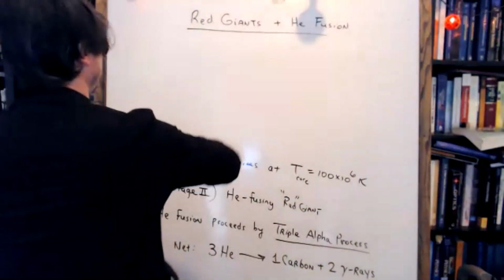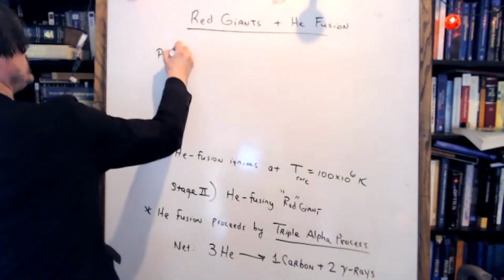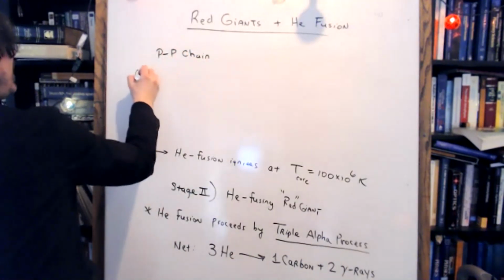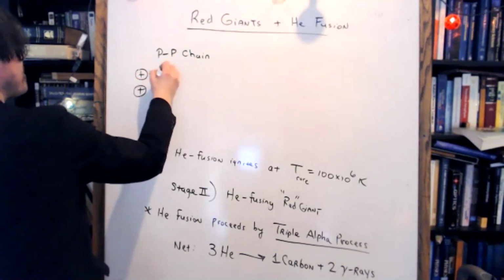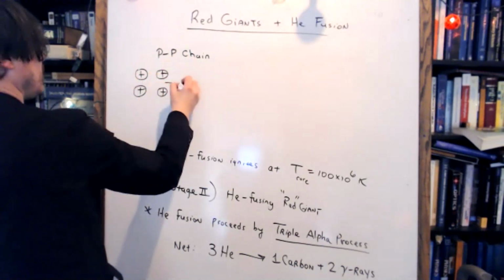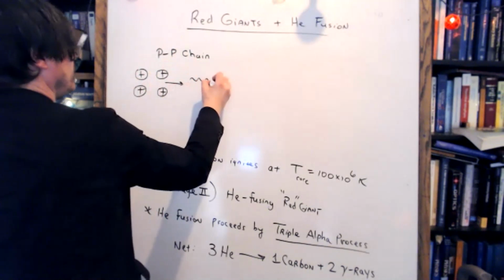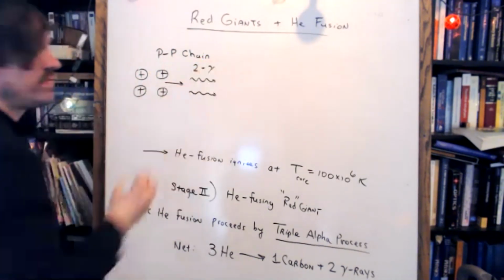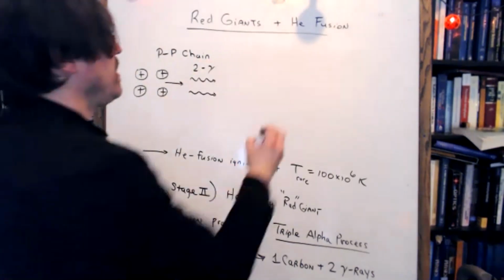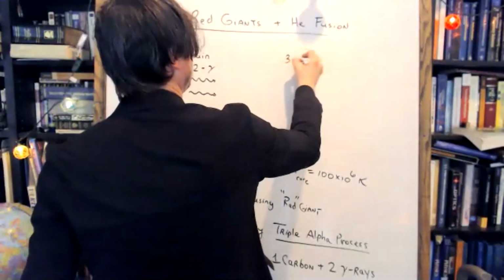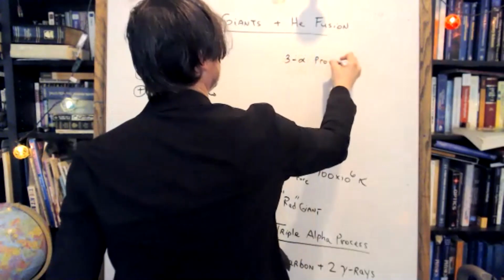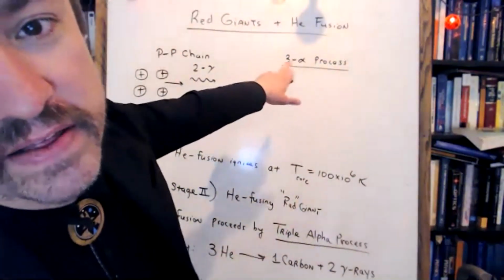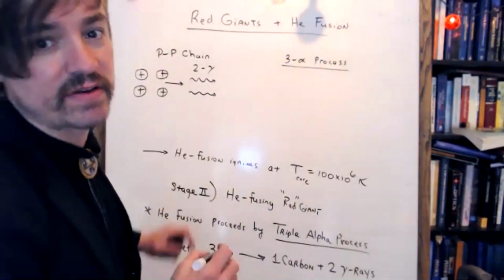So in the proton-proton chain, you have 4 hydrogens producing essentially 2 gamma rays. But in the triple alpha process, and by the way, you're going to see me do this a lot, sometimes I just abbreviate triple alpha process as 3 alpha. Okay, hopefully you guys are comfortable with this.